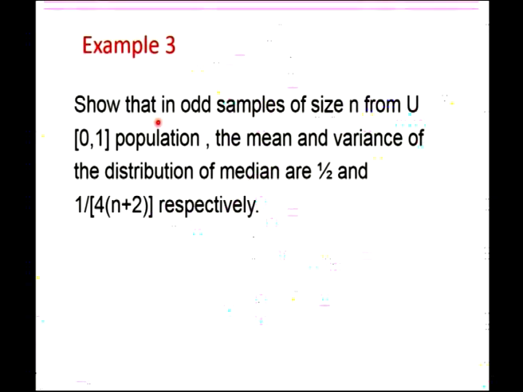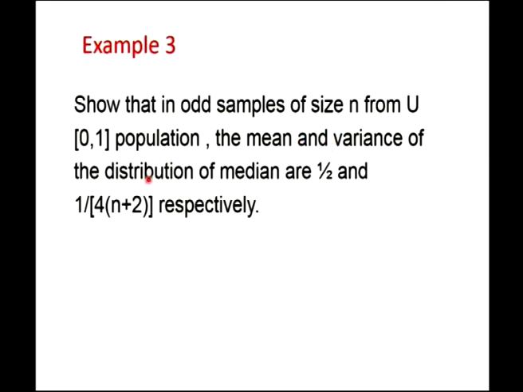Next example is to show that in odd samples of size n from a uniform distribution having parameters 0 and 1 population, it means the population is following uniform distribution with parameters 0 and 1, the mean and variance of the distribution of median are 1 by 2 and 1 by 4 into (n plus 2) respectively. We have to prove this for odd samples of size n.